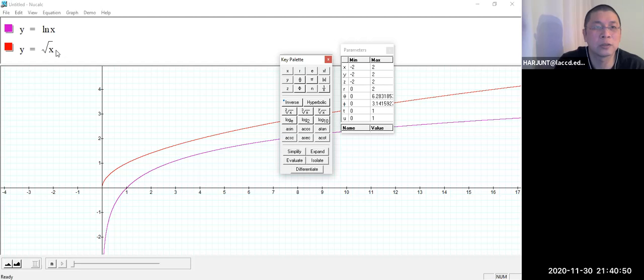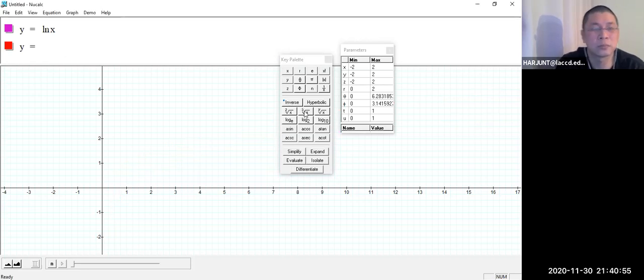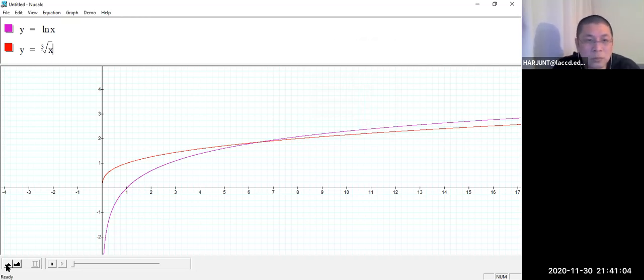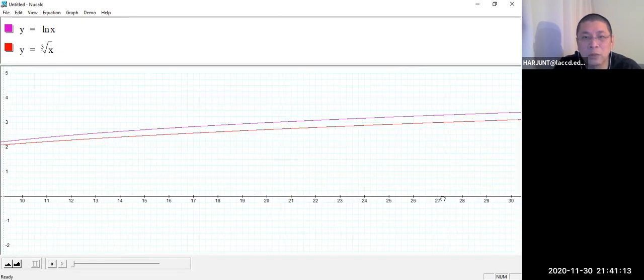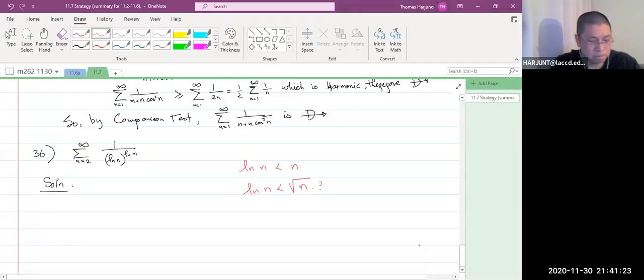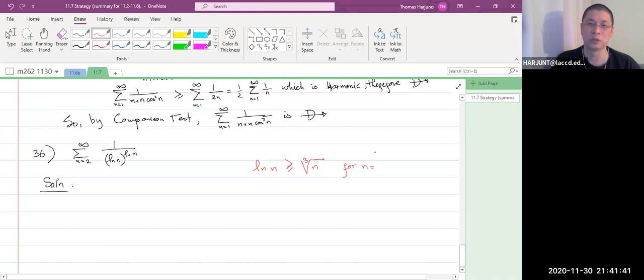How about cube root of x? Oh, eventually it's below, right? Eventually it's below. Maybe that's what we need, huh? Yeah, maybe that's what we need. Okay, then go back to scratch work. So natural log of n is greater than or equal to the cube root of n for, let's say, n equals e squared. Or maybe e cubed. Yeah, e cubed.